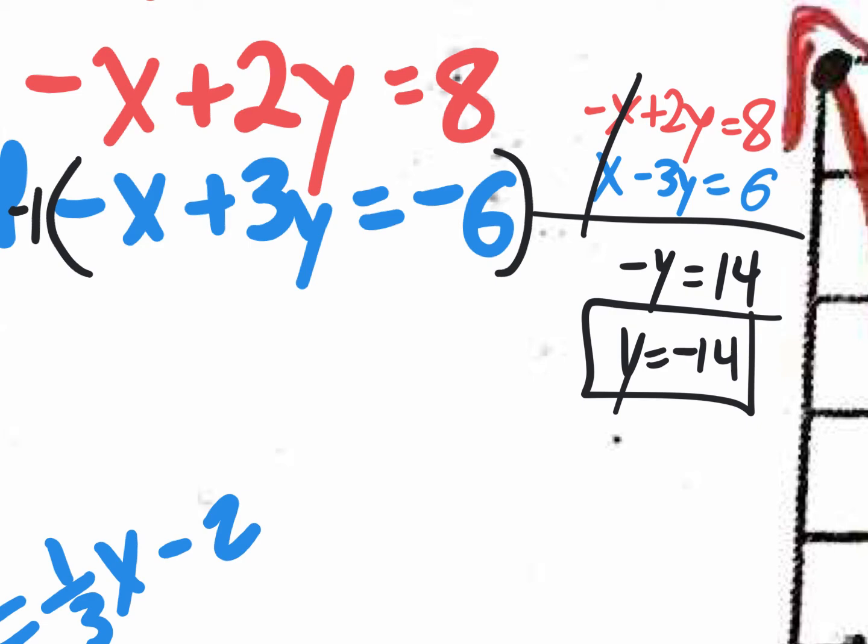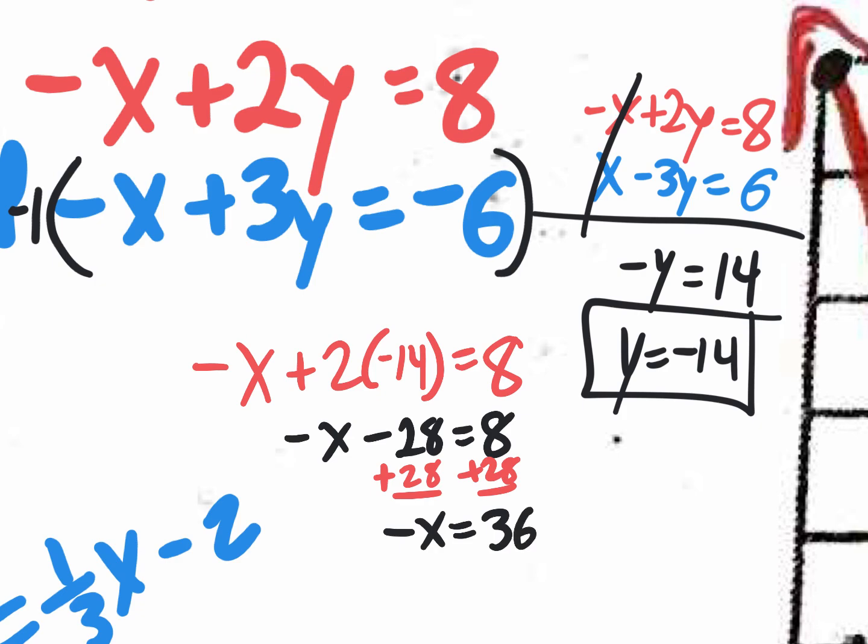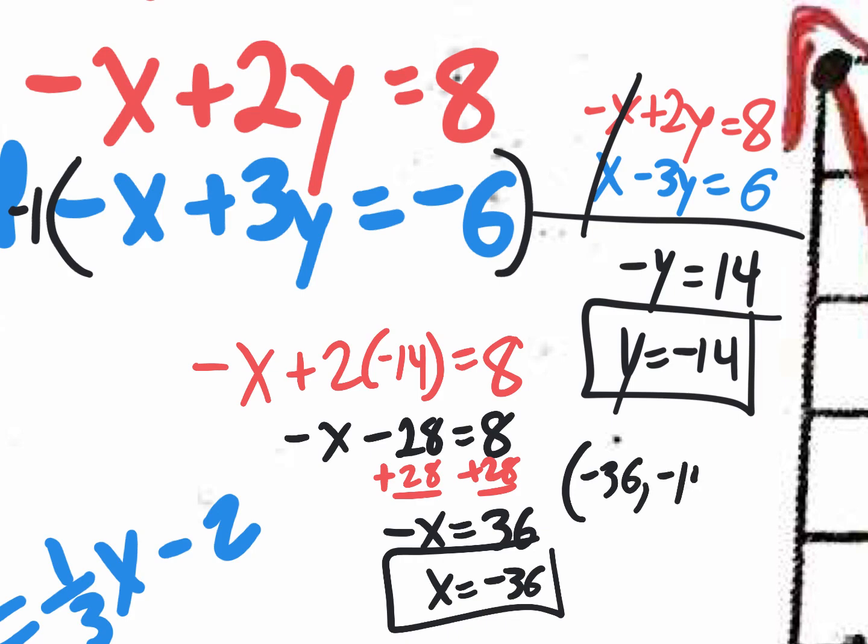We're going to plug that into, let's say, the top one. So the top one reads negative x plus 2 times negative 14. It should equal 8. So when you simplify this, you have negative x minus 28 equals 8. And if you add 28 to both sides, you will get negative x equaling 36, which means your final answer, x will equal negative 36. So we have the x value of negative 36 and the y value of negative 14.